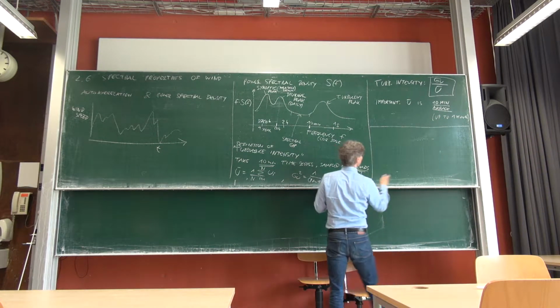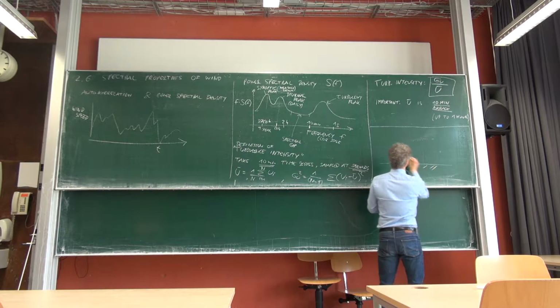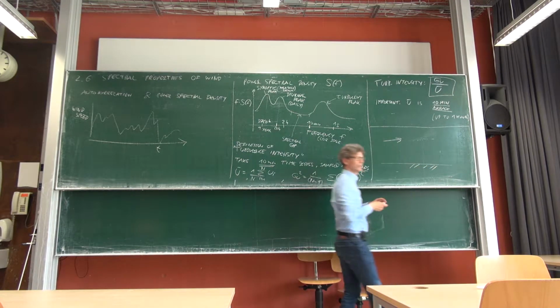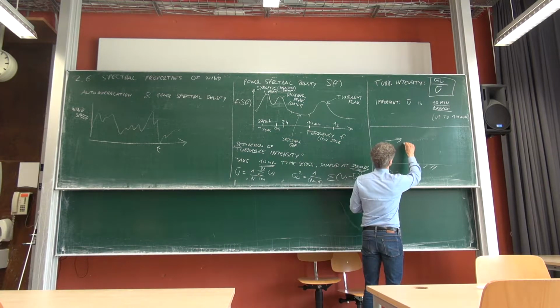Let me just show you a picture. If you have here the ground, and then you have here your wind speed, what you might have is some eddy flowing through your wind speed. Let's just think of a rotation, for example.